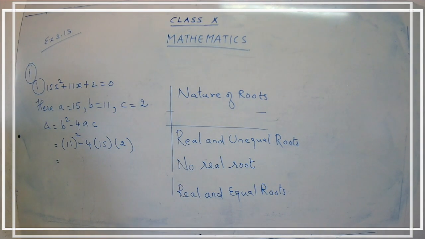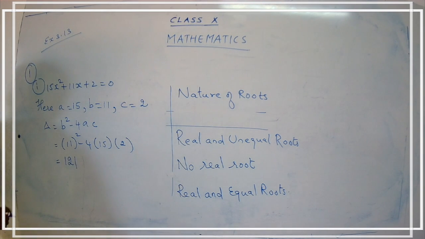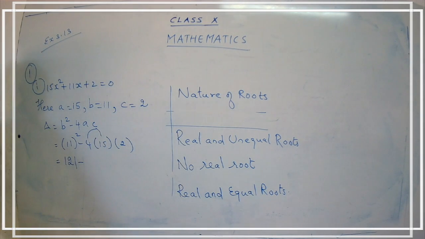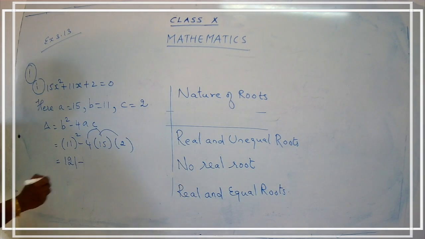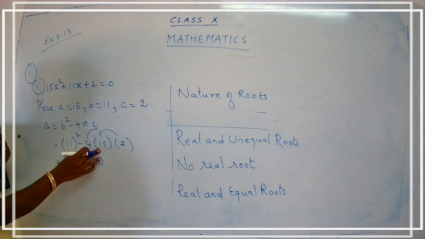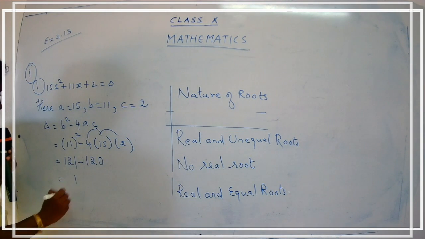11 square. What is 11 square? We have taken down the squares of the numbers, yes children? So you should be fast enough to answer it directly. So 11 into 11 gives you 121. 121 minus 4 into 15, 60. 60 into 2, it's 120. Very simple calculation. 4 15s are 60. 60 into 2 gives you 120. So I get the answer as 1.